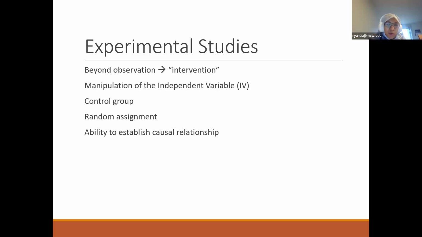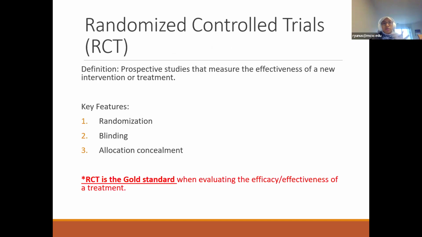Experimental studies are usually associated with random assignment. Again, not always, but ideally, if you can do randomization or random assignment of your study subjects into the intervention arm and control arm, that will give you a more robust analysis and results. And finally, one of the, I would say, key features of experimental study is that it has the ability to establish causal relationship. The first type of experimental study, and the most important that we will talk about today, is RCT.